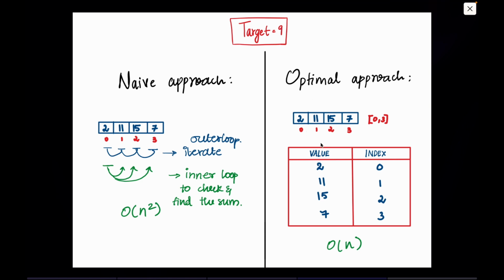So we will get minus 2. We will check if there is a minus 2. No, there is only 2 and 0 here. So we will add 11 and 1 to the dictionary.